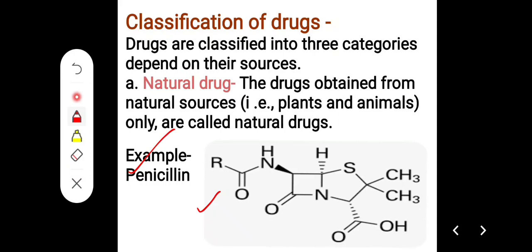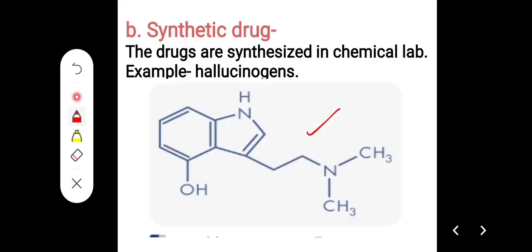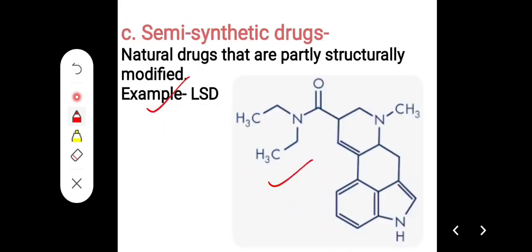We know Alexander Fleming derived penicillin from the Penicillium notatum species. Penicillins are of various types, penicillin B, penicillin G, and we can modify them by varying the R group. Okay, this is the generalized structure. Now synthetic drug is synthesized in a chemical lab, artificially, for example hallucinogen. This is the structure of hallucinogen. Next one, semi-synthetic, which has natural sources but is partly structurally modified. Their structure is modified and then used as a drug. Okay, as for example LSD.